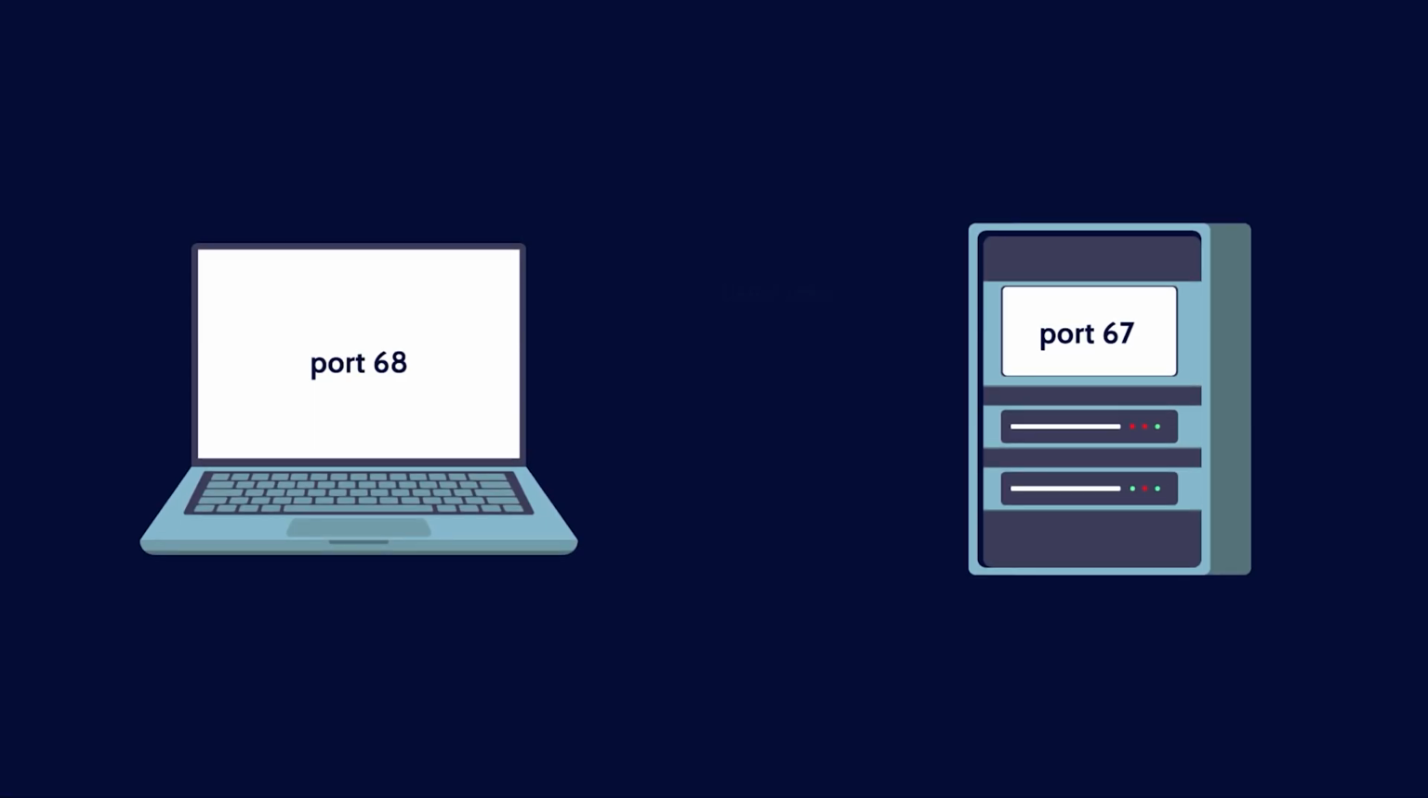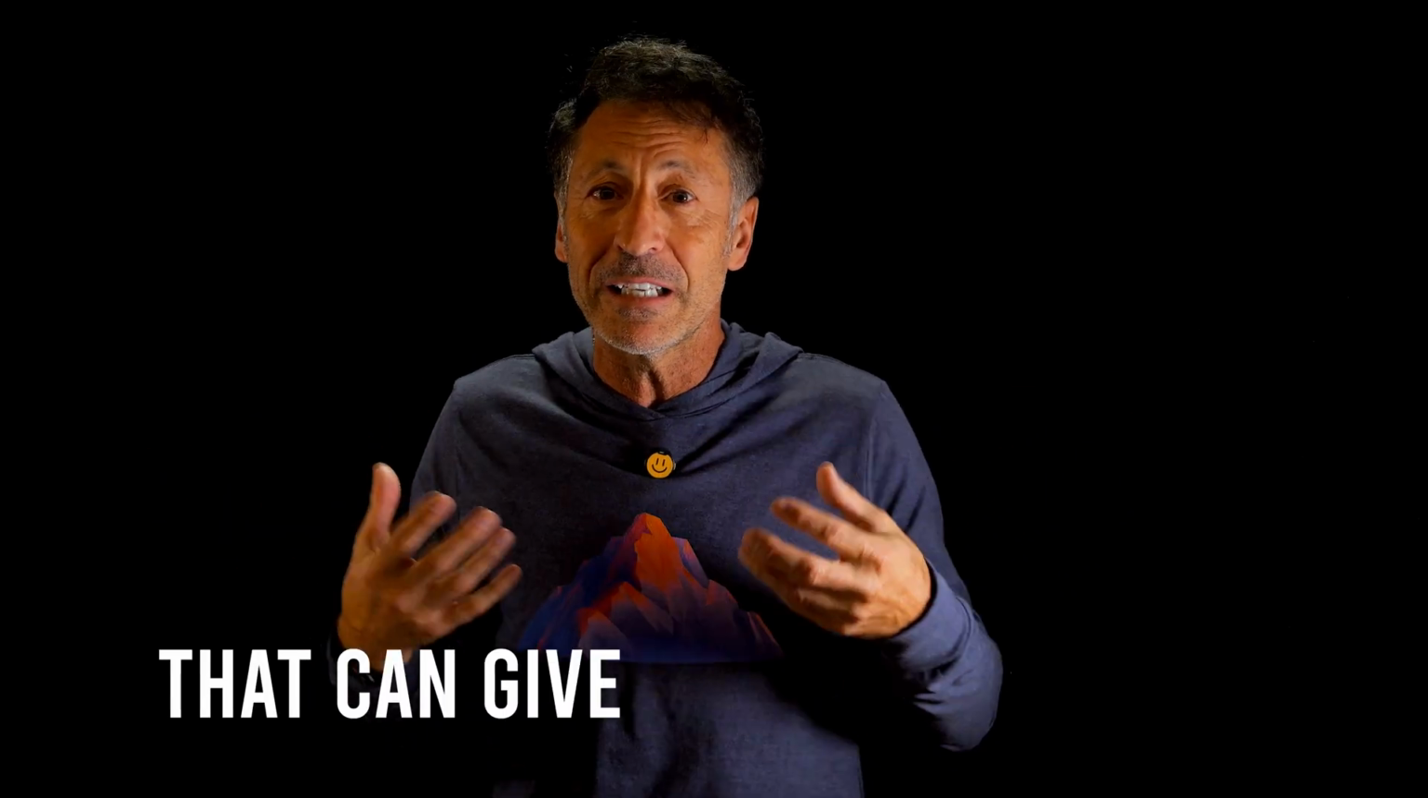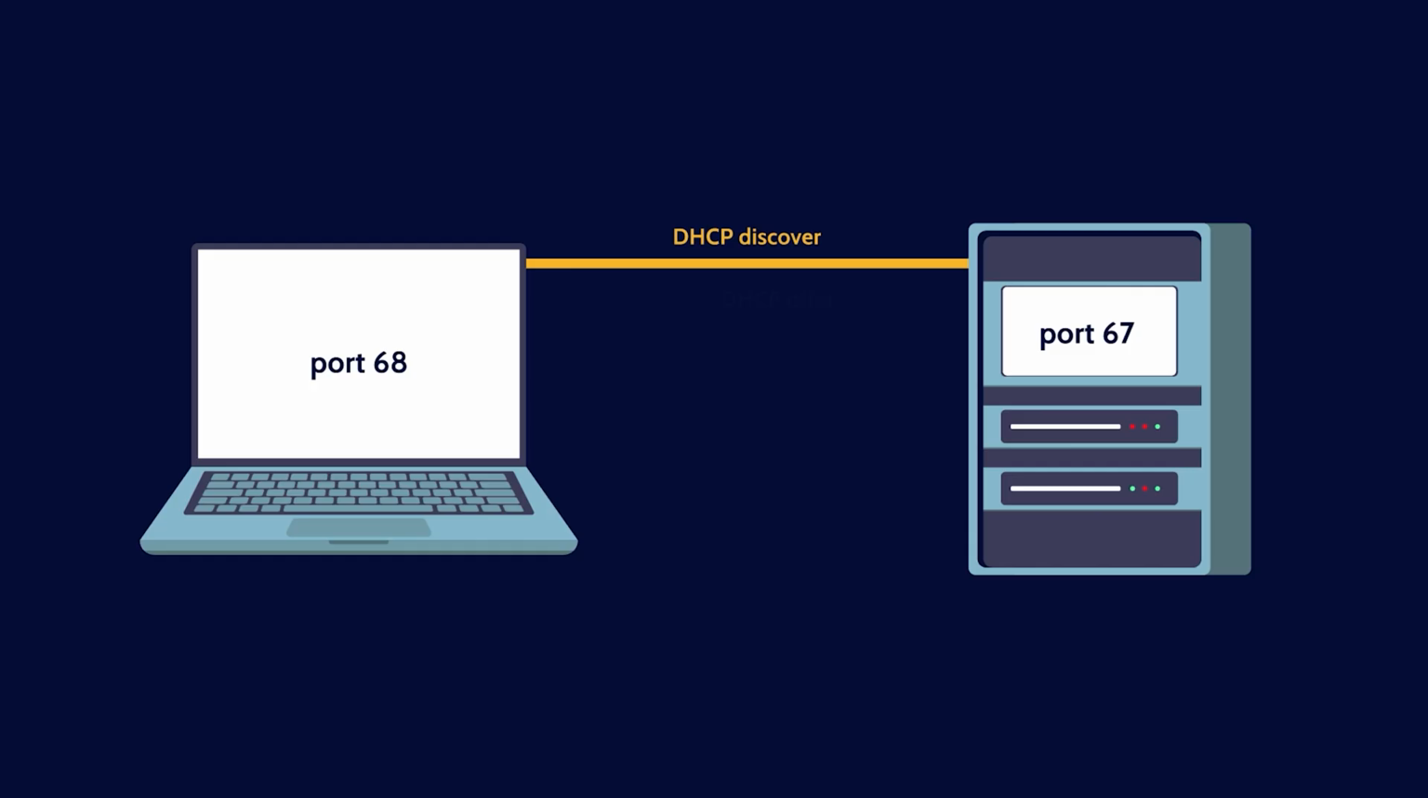Here's how it works. When your device connects to a network, it sends out a DHCP discover message, broadcasting a request to locate a DHCP server. This message is sent over port 68 from the client asking, is there a DHCP server out there that can give me an IP address? The DHCP server listening on port 67 is ready to respond to these requests.